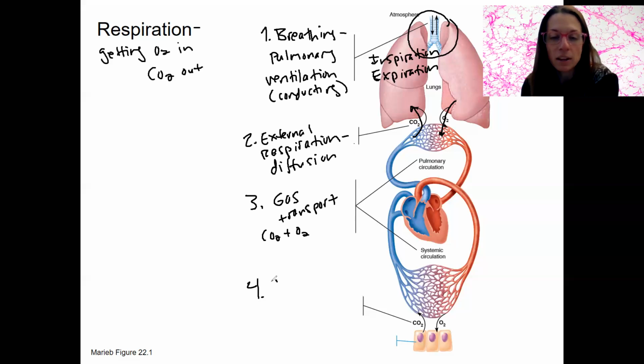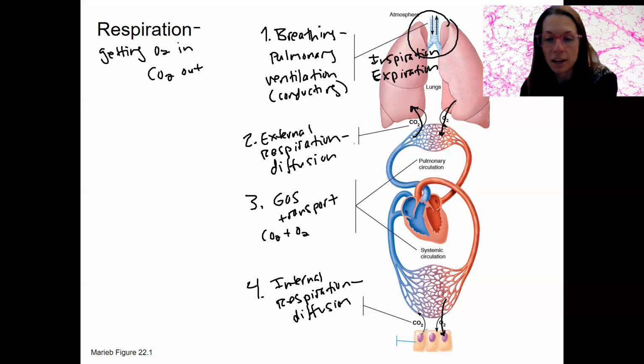Last one, internal respiration. This is also going to be diffusion. And you can see it there in the picture to my right. Oxygen is traveling from the blood to the tissues. Carbon dioxide is diffusing from the tissues to the blood.